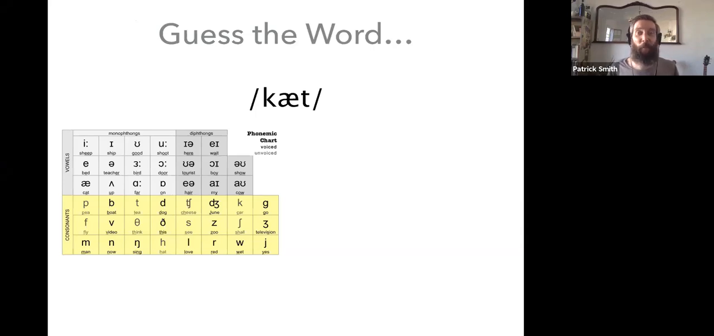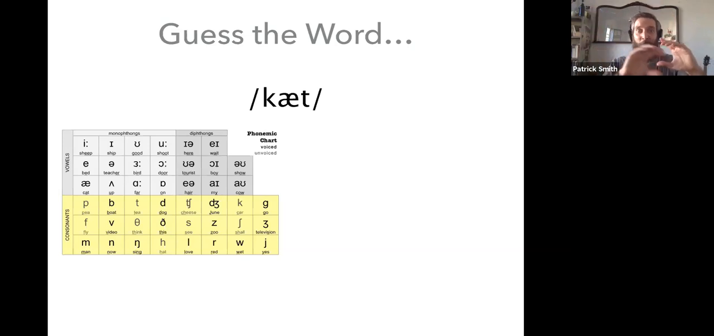Great. So what's the word, guys? You can see a word written there in phonemic script. Fantastic, Javi, you got it. So this one was an easy one to begin, and the word is cat. Okay, so you'll notice a couple of things about this. First of all, you'll see that it's written between these two slashes. So this is how we write when we use these phonemic charts.